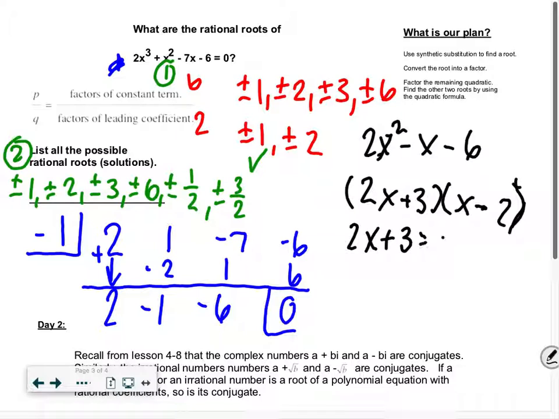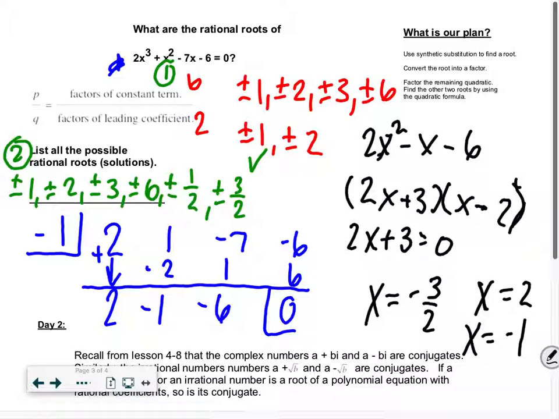So x equals negative 3 halves, x equals 2, and our 1 from over there, x equals negative 1. How many roots should I have? 3.